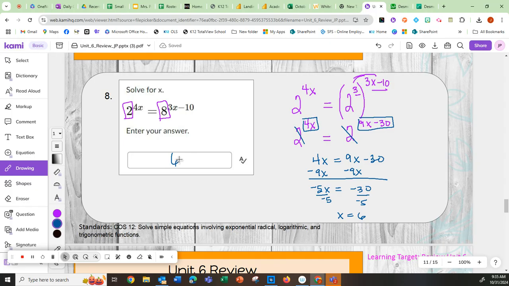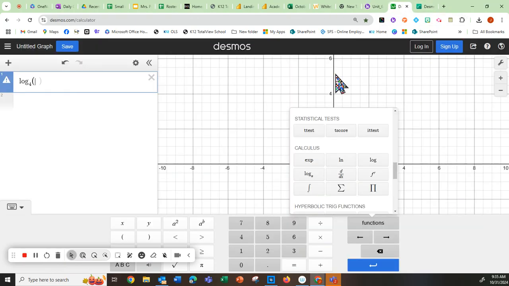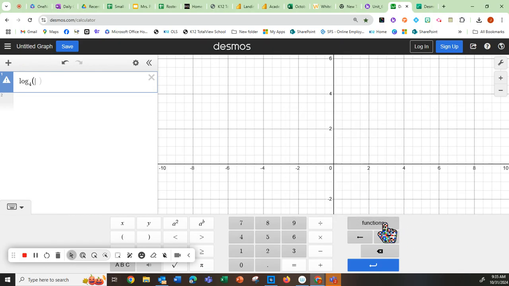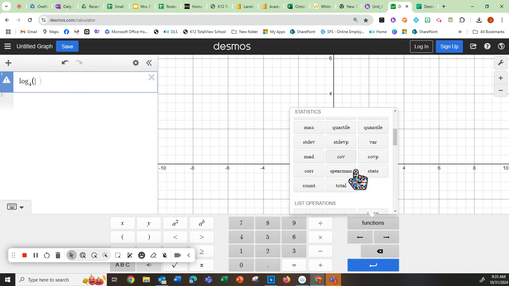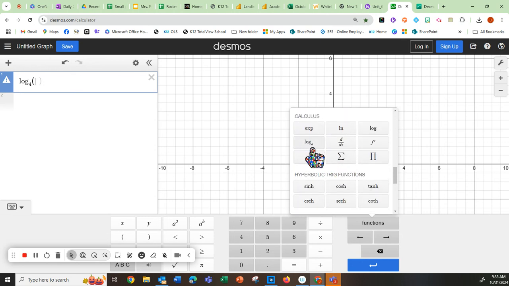And then we have one more. On this problem, I did use Desmos. I typed my equation into Desmos. You're going to use just the LOG key here, so let's take a look at where that's located. Again, you would hit Functions, you would scroll down to Calculus, and then this is when you have a base other than 10. So this is just LOG. So on this problem, you would just choose the LOG button.